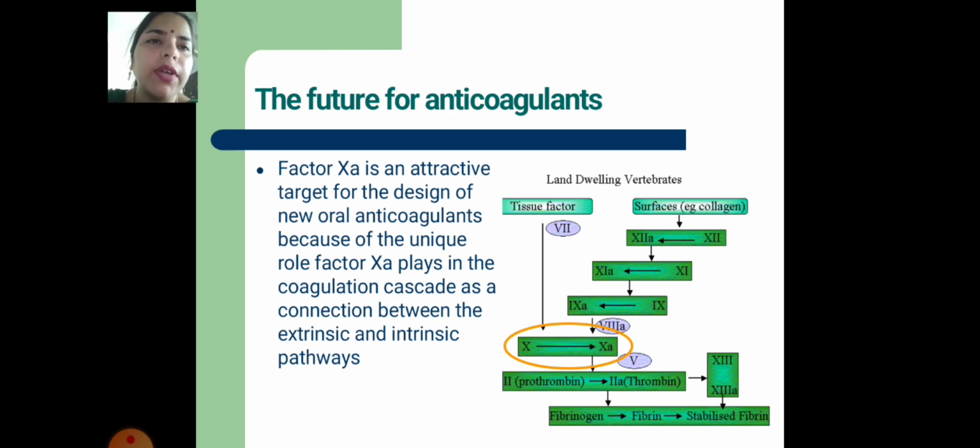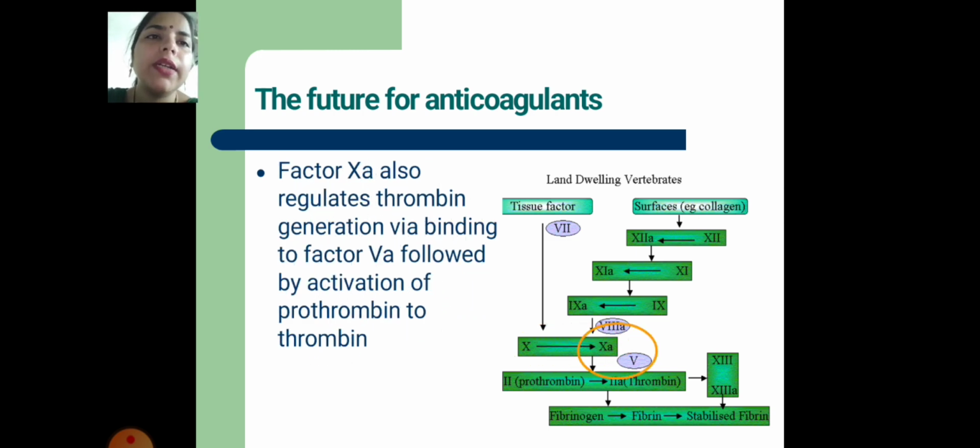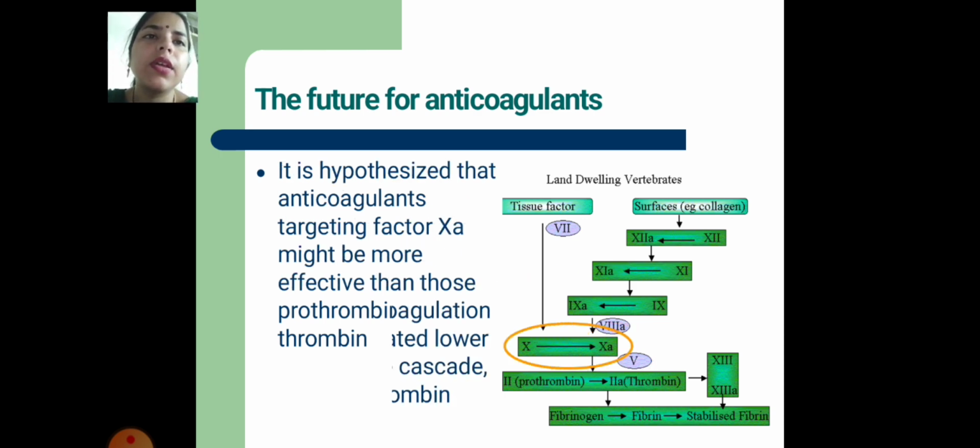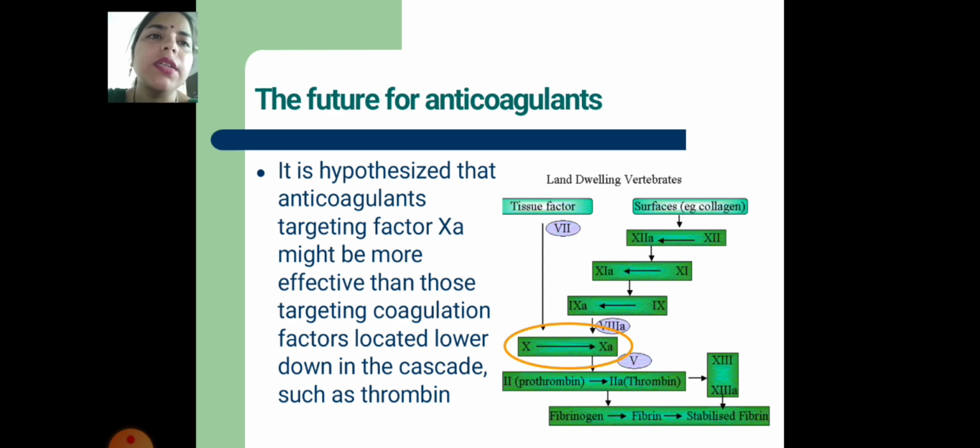Factor Xa is an attractive target for the design of new oral anticoagulants because of the unique role that factor Xa plays in the coagulation cascade as a connection between the extrinsic and the intrinsic pathway. Factor Xa also regulates thrombin generation via binding to factor Va, followed by the activation of prothrombin to thrombin. We can see this in the following picture. It is hypothesized that anticoagulants targeting factor Xa might be more effective than those targeting coagulation factors located lower down in the cascade, such as thrombin.